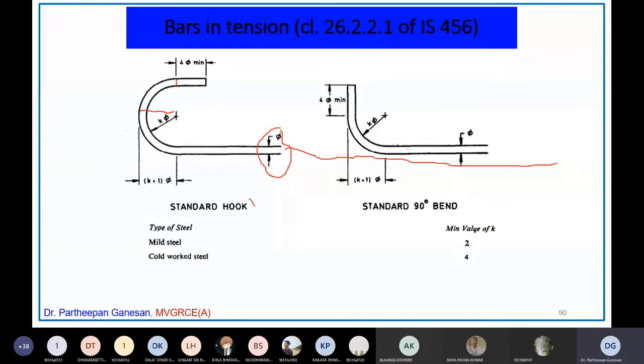This is for a standard hook. This is a standard 90-degree bend. Again, the radius should be k times φ, and wherever this radius, the quarter circle, finishes, from there a minimum of 4 φ vertical should be there. So if you are providing a hook or bend to the rod, you have to follow the specification. This is for bars in tension, as per 26.2.2.1 of IS 456. Okay.